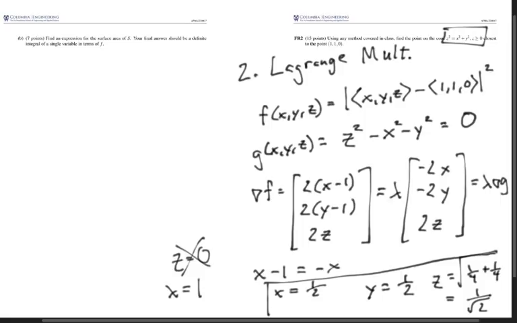Z is 1 over radical 2. So there's your point. And again, it does have to be a minimum. We know it has to occur at a Lagrange point. It's somewhere on our surface. I'm not that concerned on this exam with you doing a full rigorous justification for your optimization problems. It's the setting up, solving and finding the candidate points that I care about.